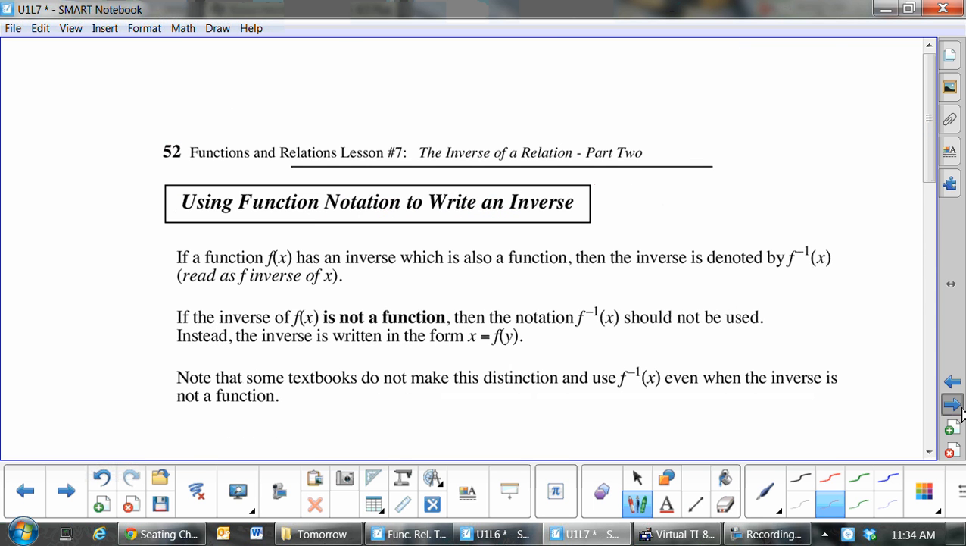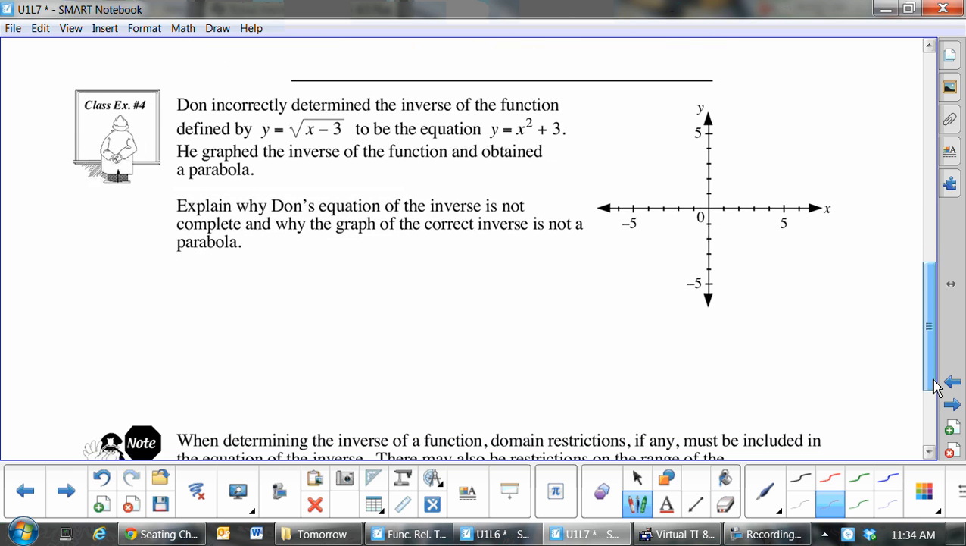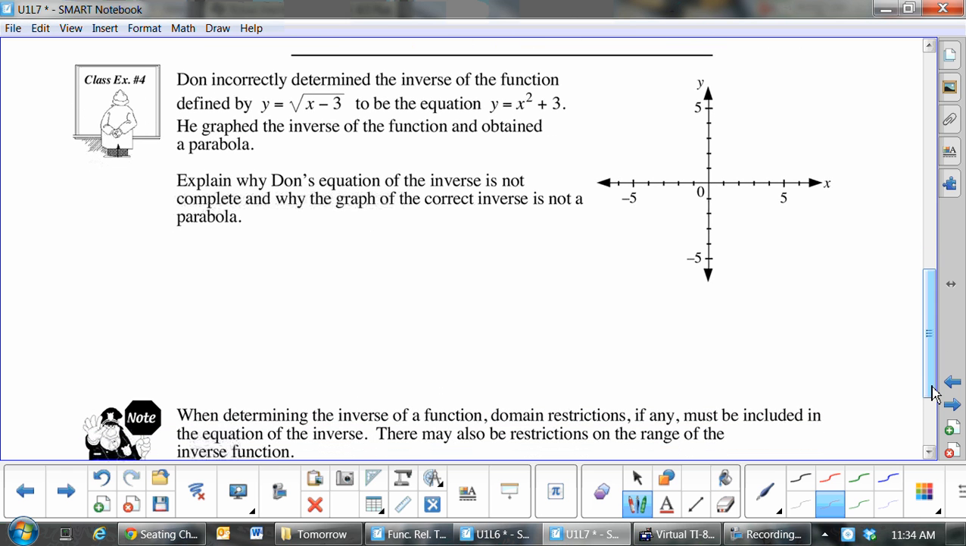Now, why would that be good to know? Okay, it says Don incorrectly determined the inverse of the function. So here's the real function: y equals square root of x minus 3. And Don, he's not the smartest guy in the world, right? So he got y equals x squared plus 3 when he did the inverse. Okay? Well, let's see. Let's do it. So what's the first thing we do to find the inverse?